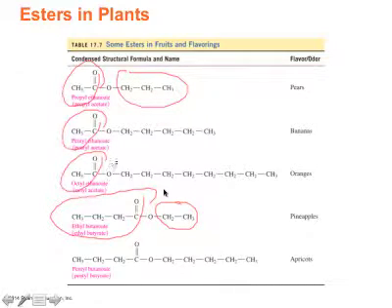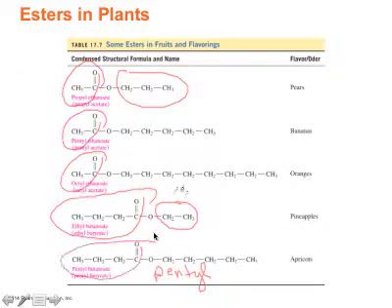4 carbons on the acid part. 1, 2, 3, 4, 5. So pentyl, and then the carboxylic acid part, it has 4 carbons again, so butanoate.